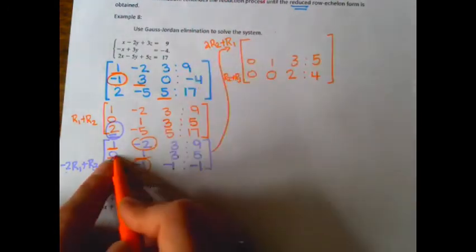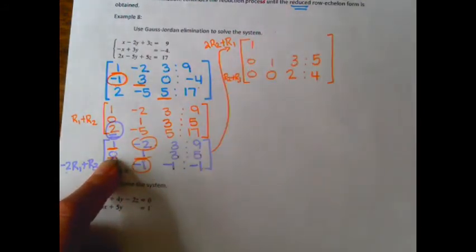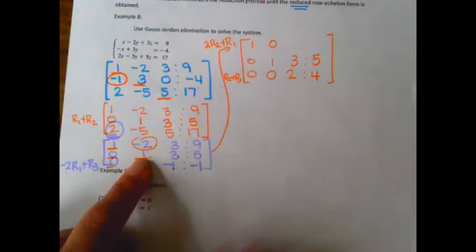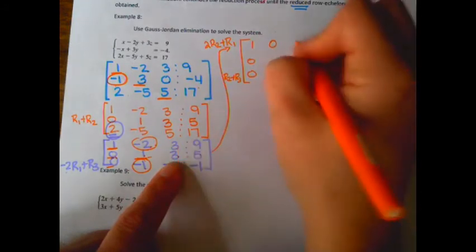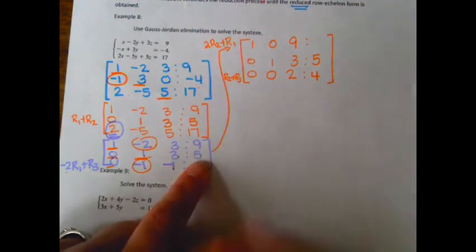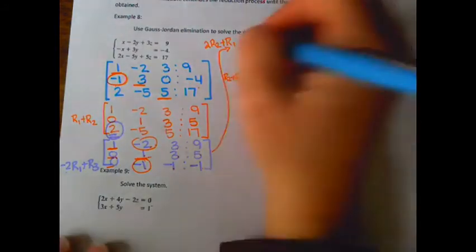Because 2 times 0 is 0. 0 plus 1 is 1. So that's still staying 1. 2 times 1 is 2. 2 plus -2 is 0. 2 times 3 is 6. 6 plus 3 is 9. 2 times 5 is 10. 10 plus 9 is 19. Okay. You guys okay with that? All right. So now we have ones and we have 0 so far here. So these two rows are done.